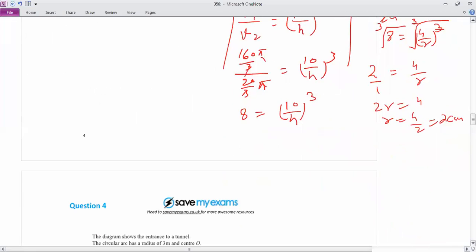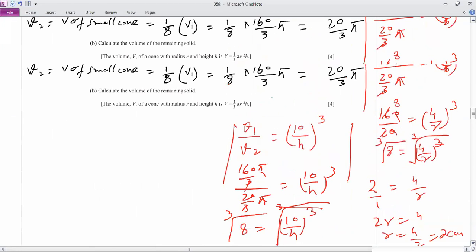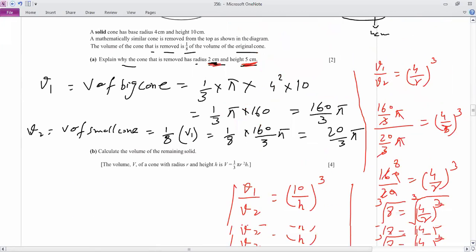Take the cube root on both sides. 2 equals to 10 over h. Cross multiply, so 2h is equal to 10. H will be 10 over 2, that is 5. So h will be 5 centimeter. That is what we proved. Make sure you understand this one, please.